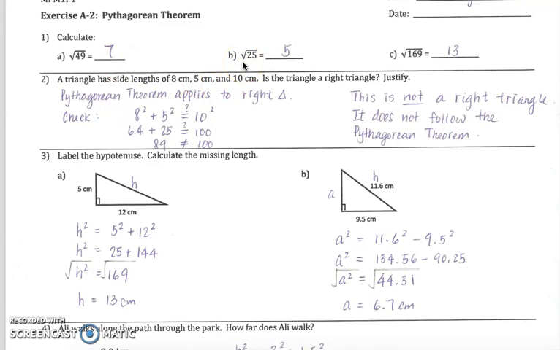The square root of 25 is 5 because 5 times 5 is 25. The square root of 169 is 13 because 13 times 13 is 169. For bigger numbers like the square root of 169, you can use the square root button on your calculator to find the answer.